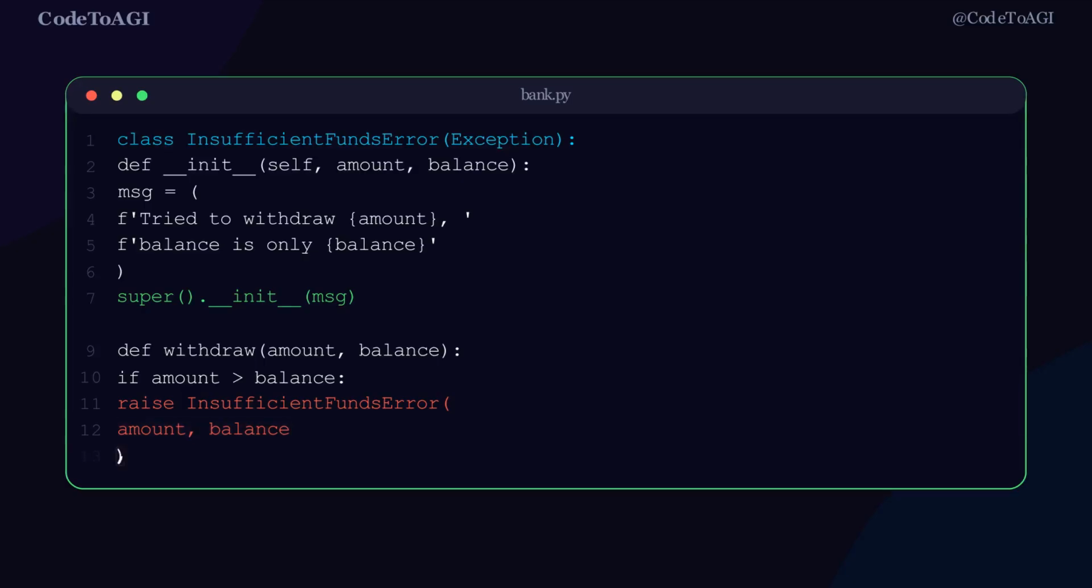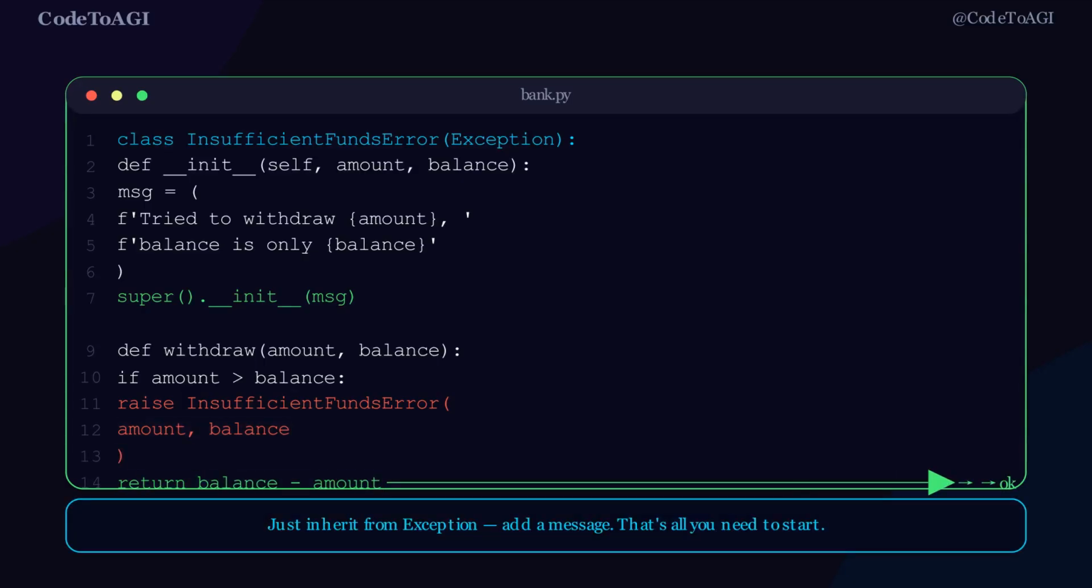Here's how. Class InsufficientFundsError inherits from Exception. Add an __init__ with amount and balance. Format a clear message. Call super().__init__ with that message. Now raise InsufficientFundsError(amount, balance). The caller gets a specific, readable error. Not just ValueError or RuntimeError.